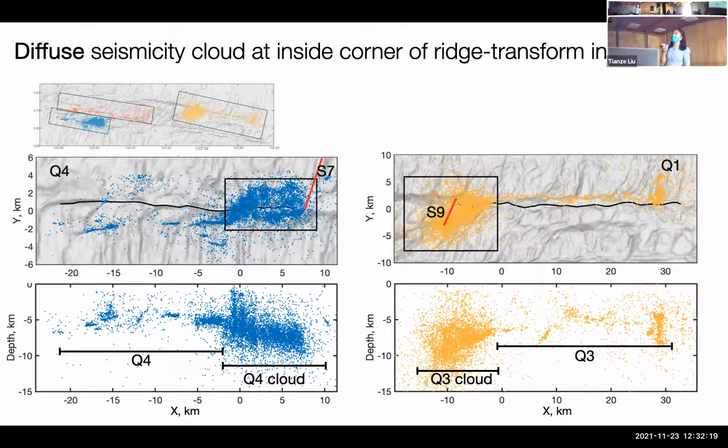The bottom two rows show the distribution of the seismicity along Q4 and Q1 in map view and depth view. I highlight the locations of these two diffuse seismicity clouds. Some general features of these clouds are that they generally dip towards the mid-ocean, towards the intra-transform spreading center, and they are very diffuse. It's unlikely that these earthquakes are generated on some major fault surface.